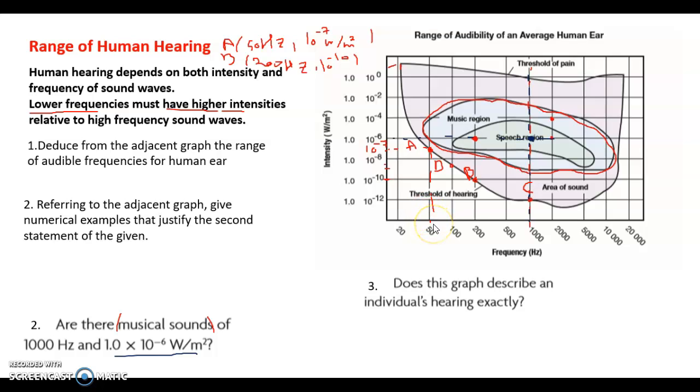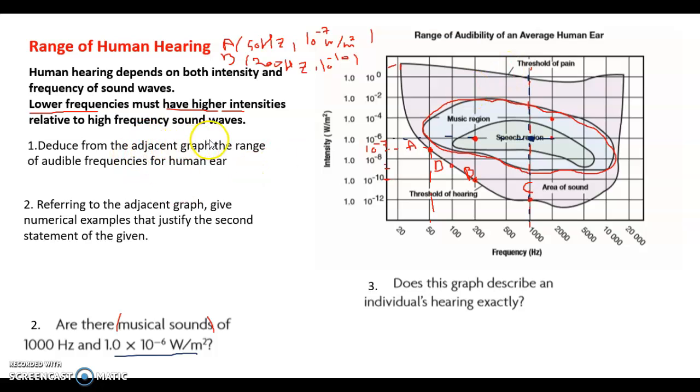For example, for a sound wave of frequency 50 Hz, the minimum intensity required for us to be able to hear this sound is 10 power minus 7 watt per meter squared. The minimum intensity for a frequency of 200 Hz is 10 power minus 10 watt per meter squared, and so on. However, as for the threshold of pain, for example, for 1000 Hz frequency, the maximum intensity must be 1 times 10 power 0, which is 1 watt per meter squared. Above this intensity, the ears are going to be damaged.